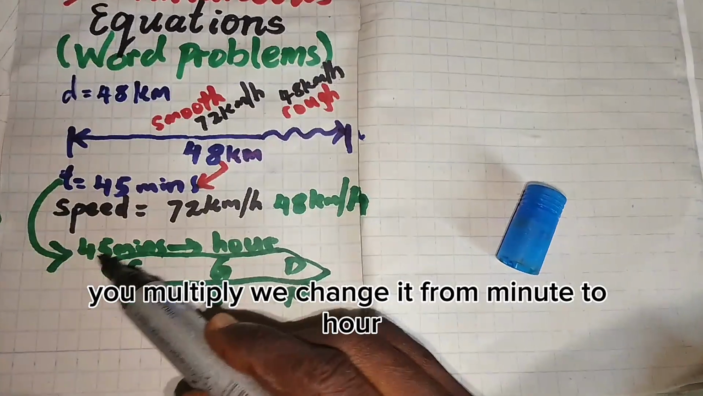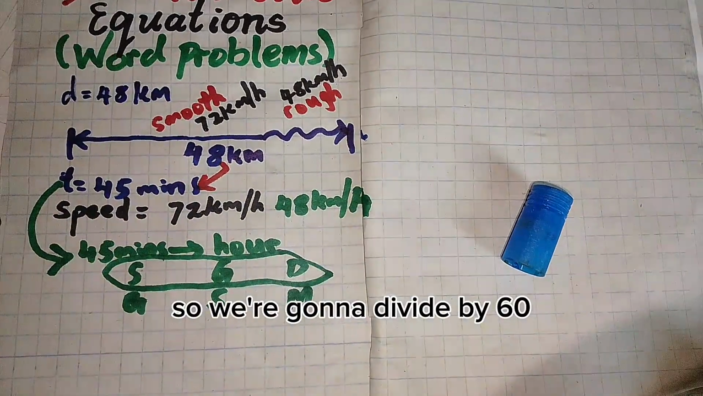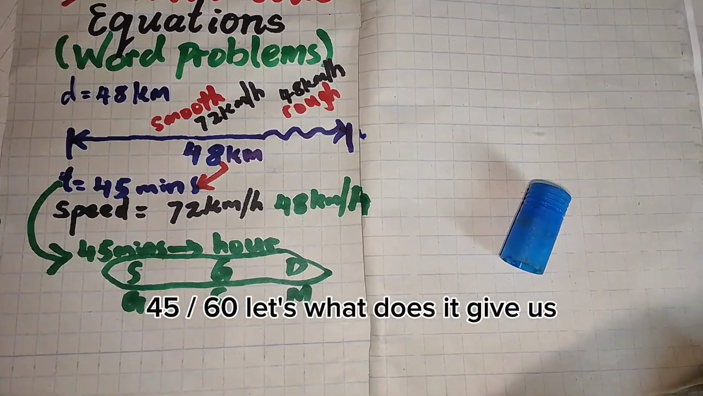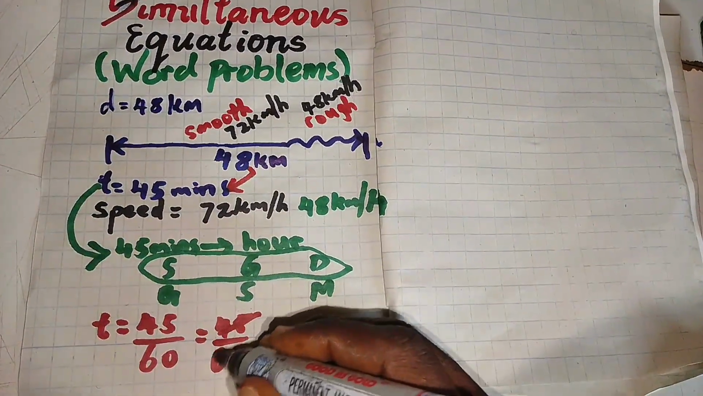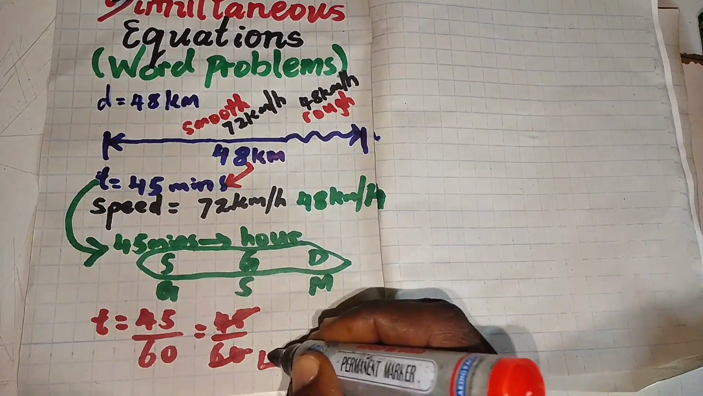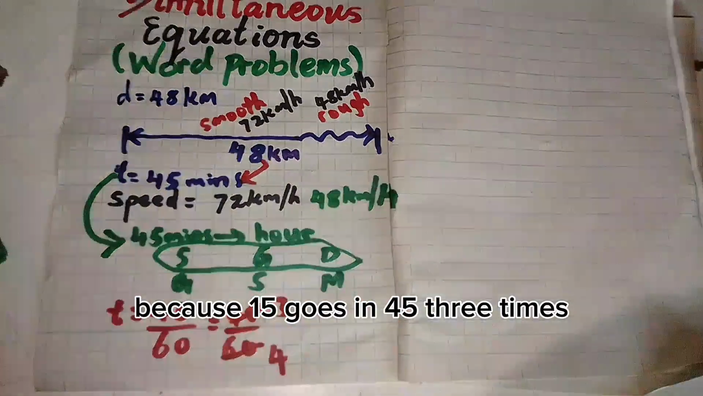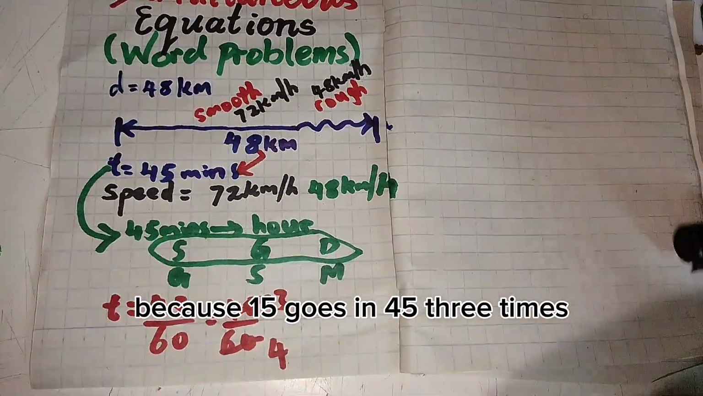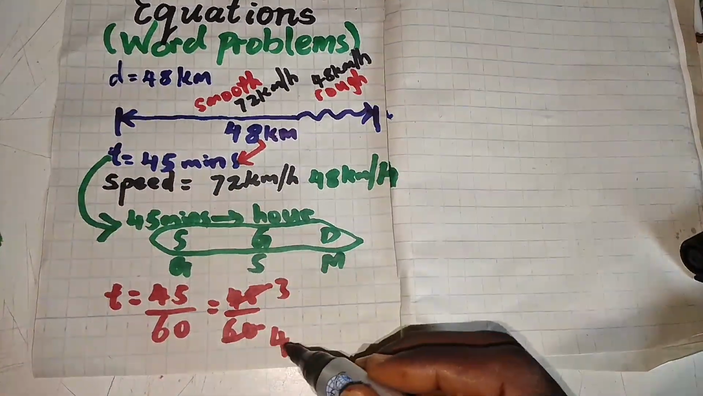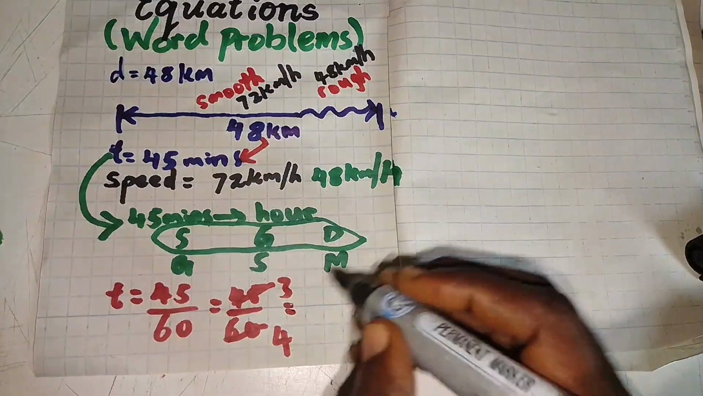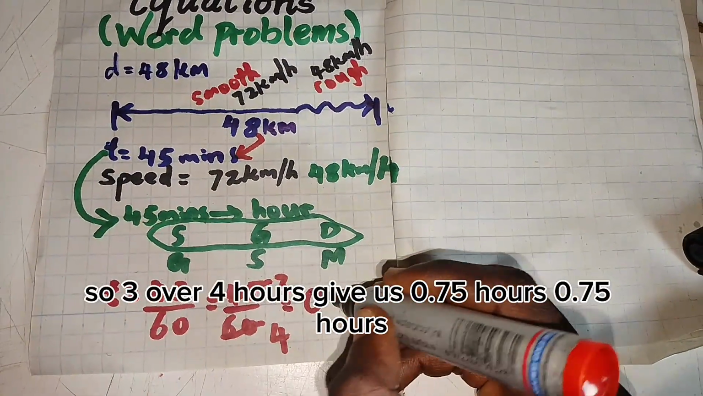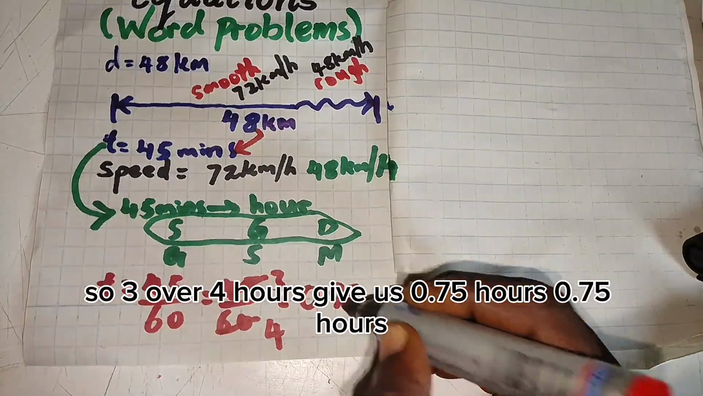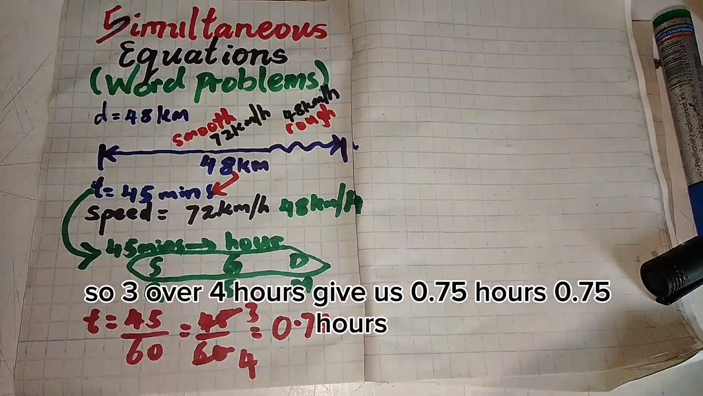We're changing from minute to hour, so we're going to divide by 60. 45 divided by 60, what does it give us? We got 3 here, we got 4 here, because 15 goes in 45 3 times and 15 goes in 60 4 times. You got 3 over 4 hours. You can make it into decimal. So 3 over 4 hours gives us 0.75 hours.